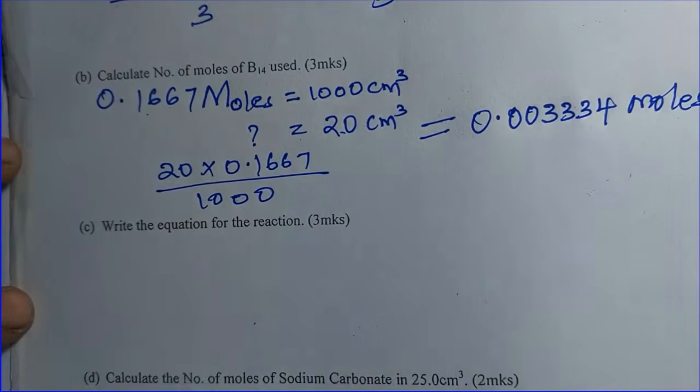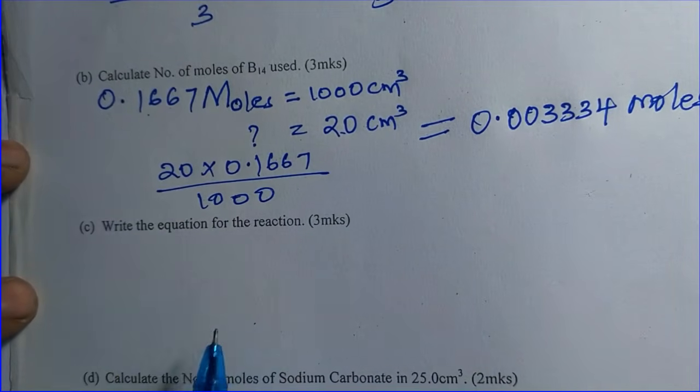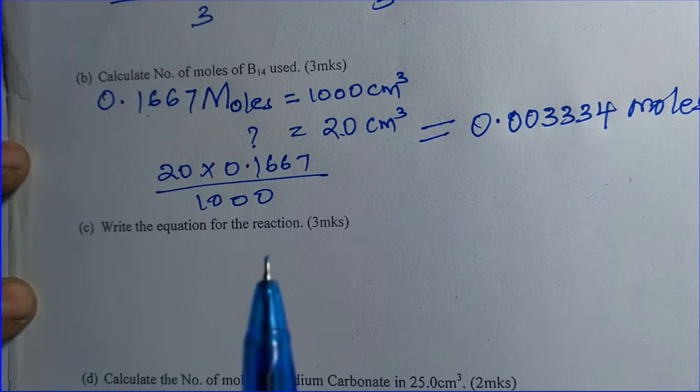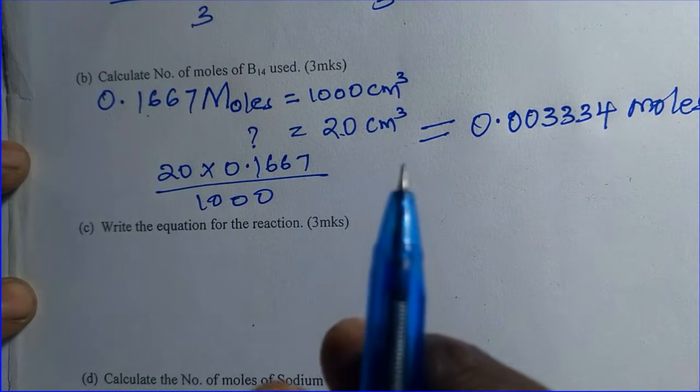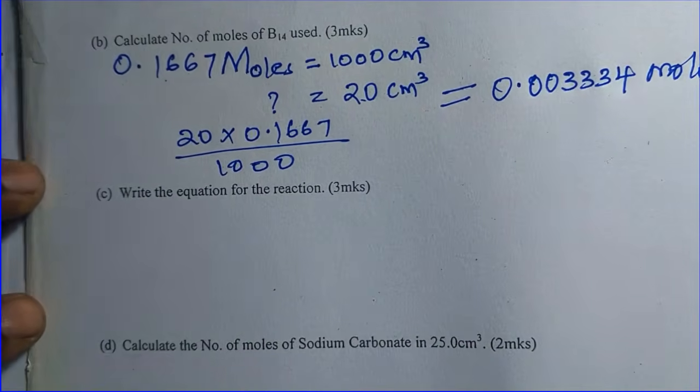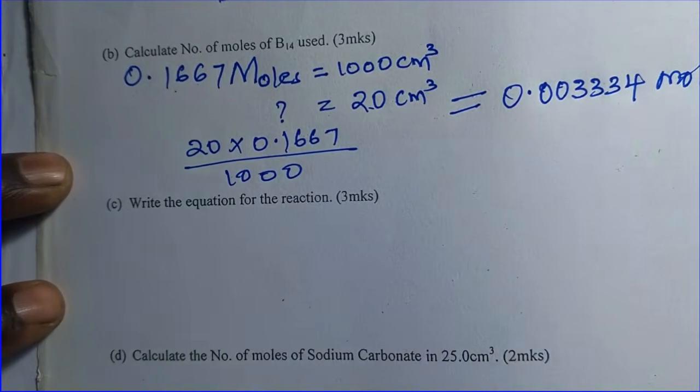The next question is, write the equation for the reaction that is taking place. Now that is very important. You must know that this is a carbonate reacting with an acid. When a carbonate is reacting with an acid, what does it give? Metal carbonates react with acids to produce 3 things: salt, water, and carbon 4 oxide gas. Very important. If you don't know that, you will not write this equation, you will not balance the equation.